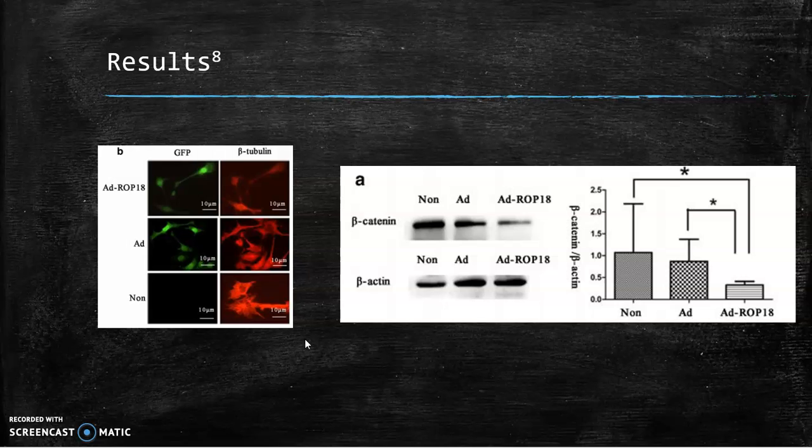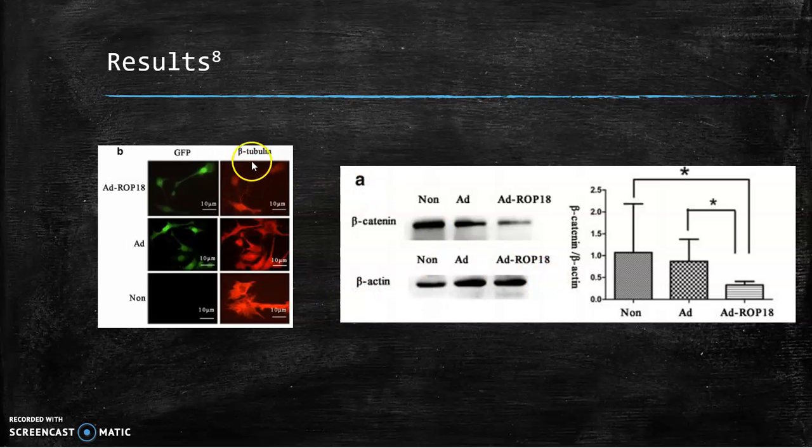Getting down to results, once they infected these mice, you can see here that the non-infected mice had a large amount of beta-catenin expression. When they used an adenovirus vector without the ROP18 protein, that actually decreased the amount just slightly. But once they infected it with the parasite protein, it actually significantly disrupted that beta-catenin expression.